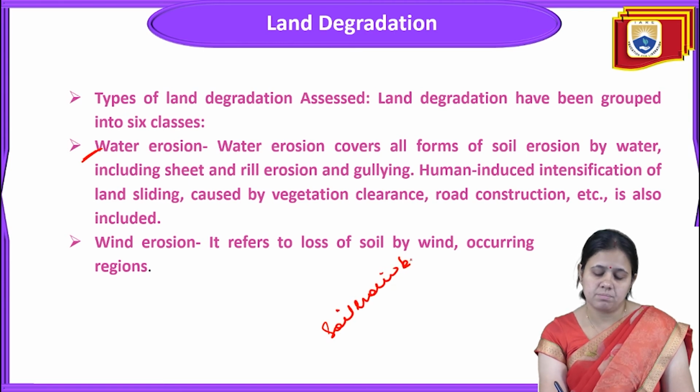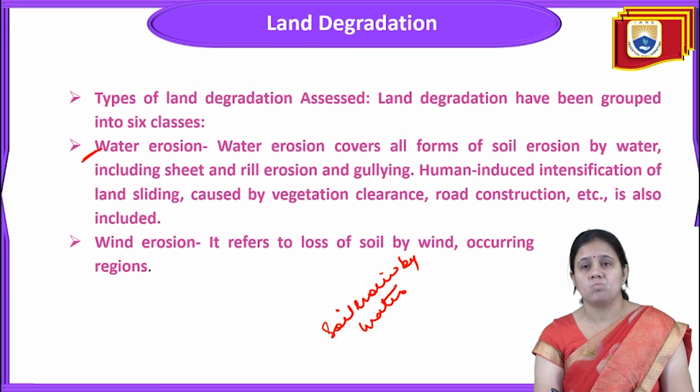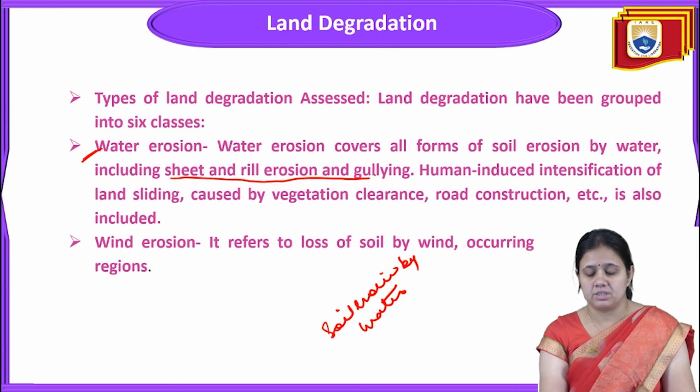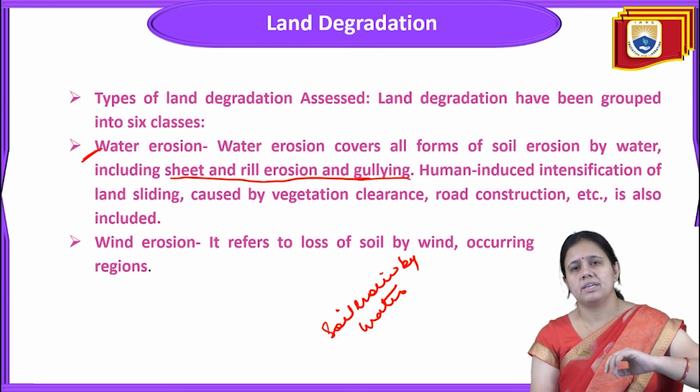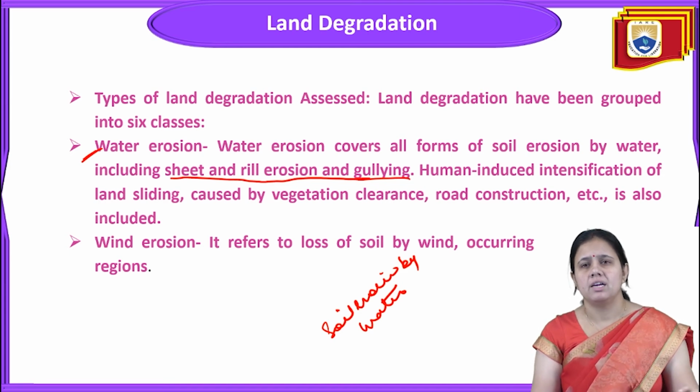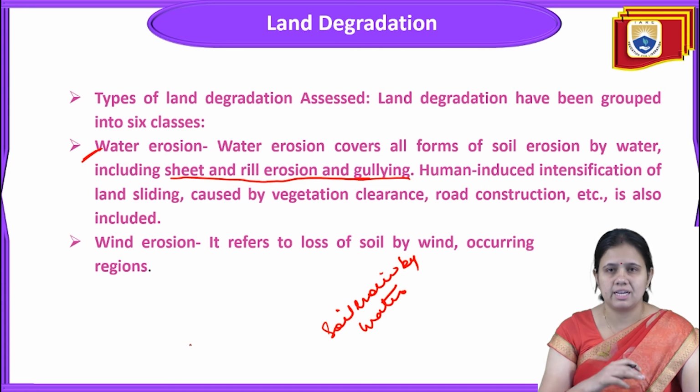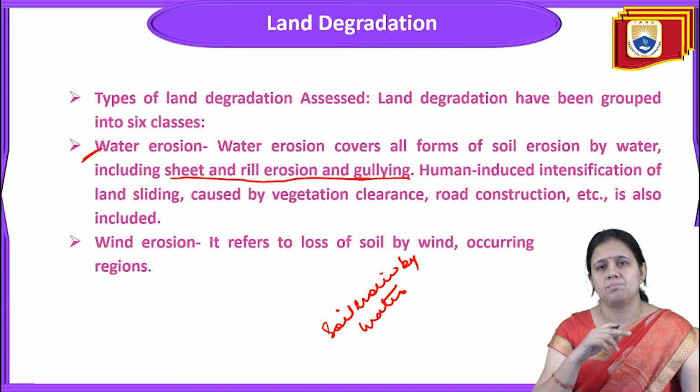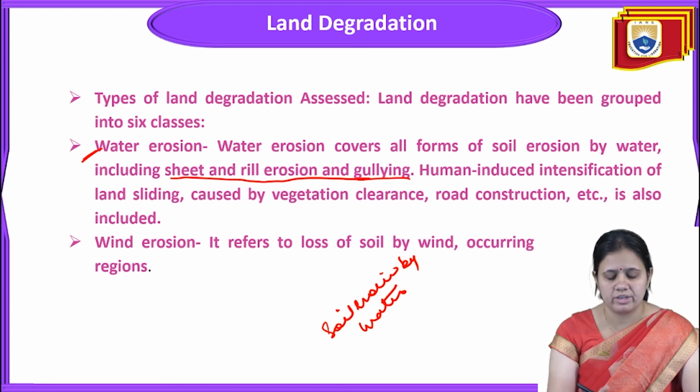Water erosion covers all forms of soil erosion by water, including sheet erosion, rill erosion, and gully erosion. In sheet erosion, the soil surface is removed in the form of sheets. In rill erosion, soil is removed in the form of rills, and sometimes it forms gullies. All this occurs due to wind action or surface runoff. Human-induced intensification of landsliding caused by vegetation clearance and road construction is also included in this category.